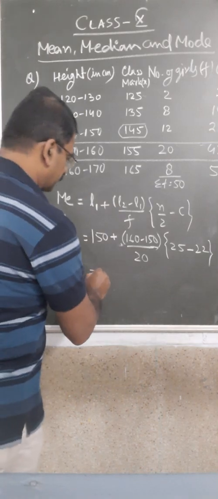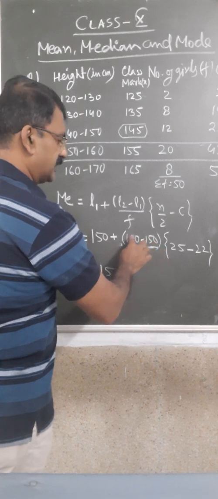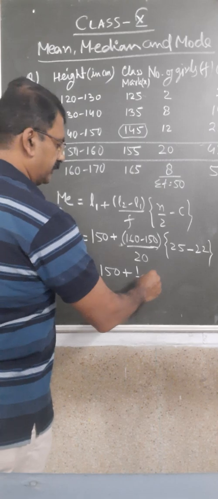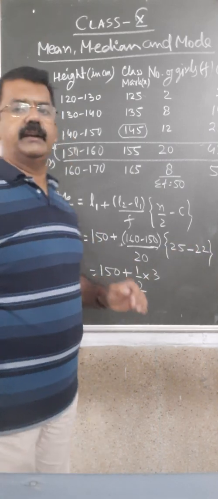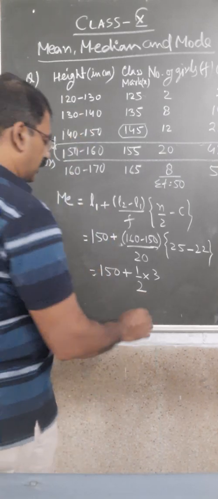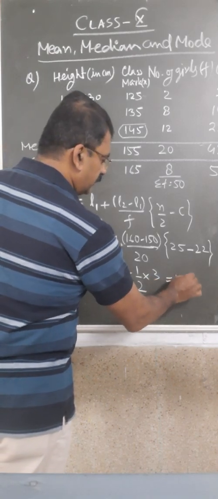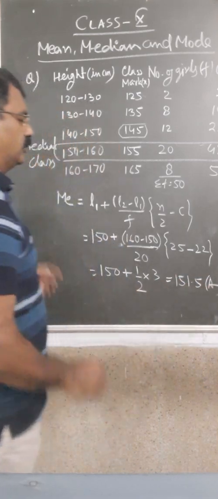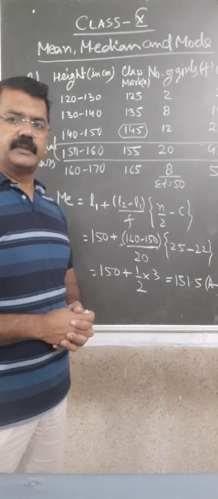Now 150 plus 160 minus 150 is 10. 10 upon 20 is 1 upon 2, into 25 minus 22 is 3. 25 minus 22 is 3. Clear? Now 3 upon 2 will be 1.5. So 151.5. That is the median. Median we have found, 151.5. Clear?